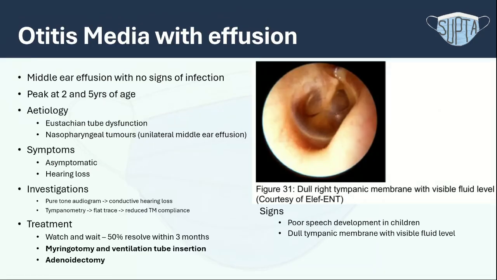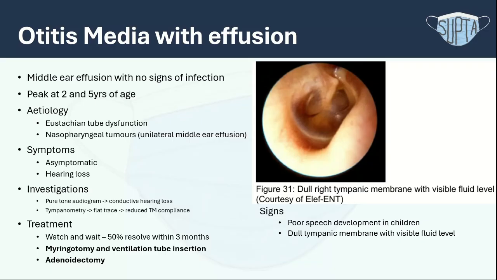So now talking a bit more about otitis media with effusion. This is a middle ear effusion with no signs of infection. It peaks between 2 to 5 years of age, and the etiology is mostly eustachian tube dysfunction and also nasopharyngeal tumours. That's when you get a unilateral middle ear effusion in an adult, which is quite a worrying sign. It tends to be asymptomatic or can present with some hearing loss.